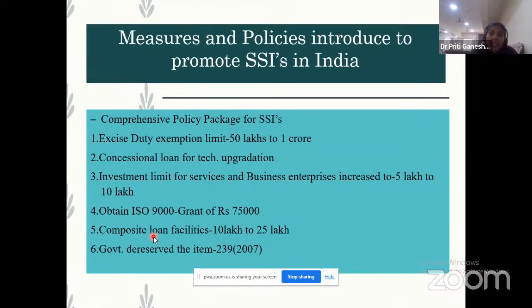Okay. Then the next one is what? Major policies. This is also an important question. What are the policies and steps taken by the government to promote or develop small scale industries in India? The question can come like this also: comprehensive policy package of SSI. This is a very important question.